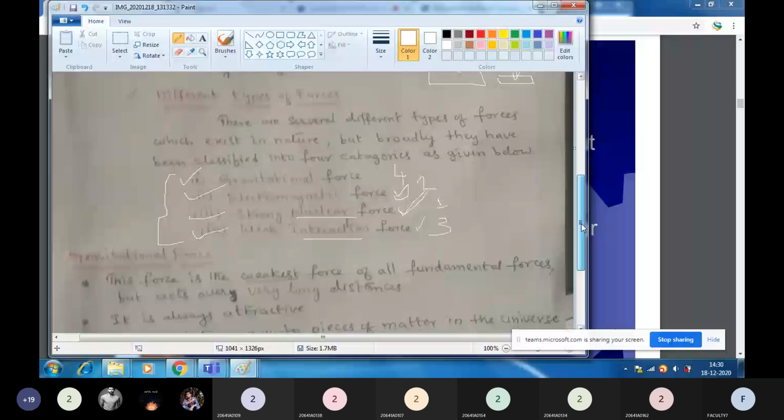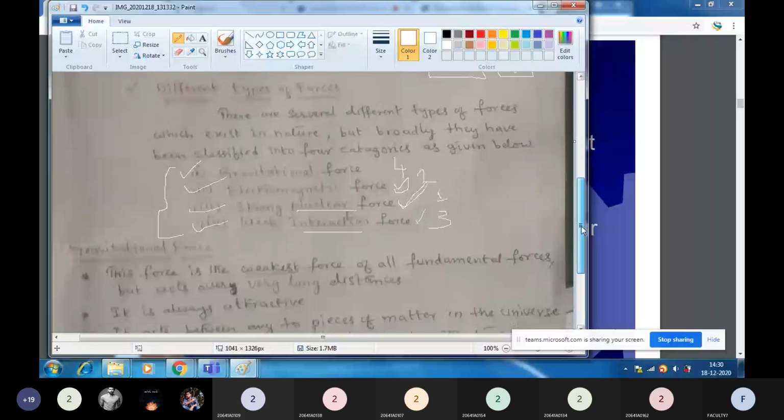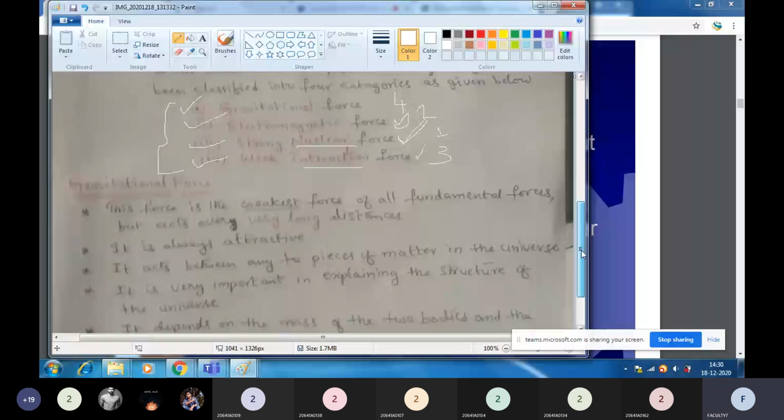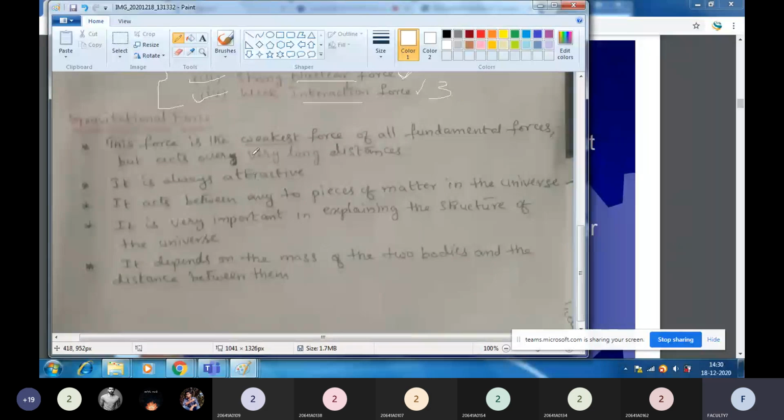Now let us see about the gravitational force. As we mentioned, it is the weakest force. That is the first point here. Now, the range of distance over which this force exists is very, very long. Long distances, but a weaker force.